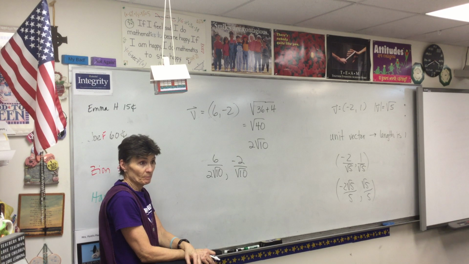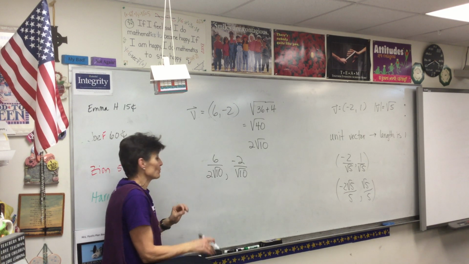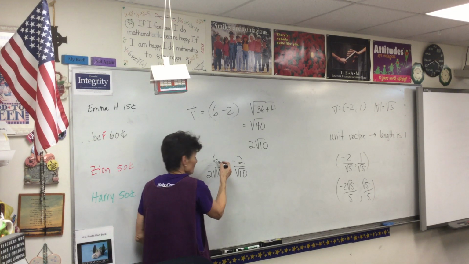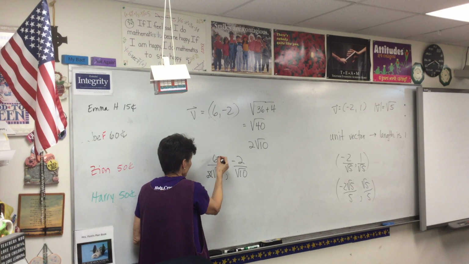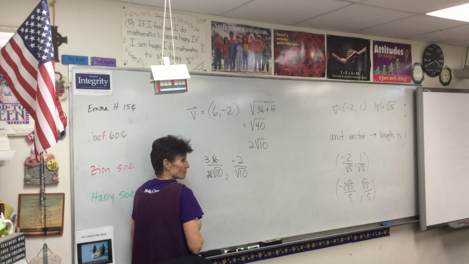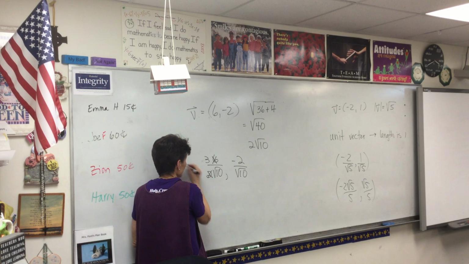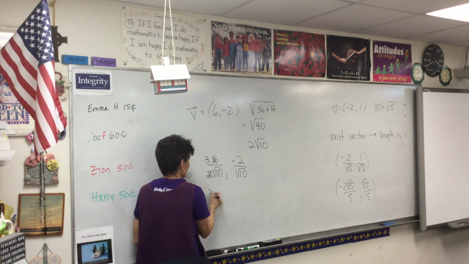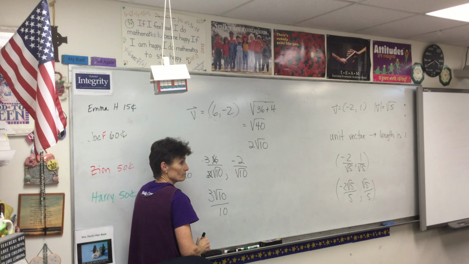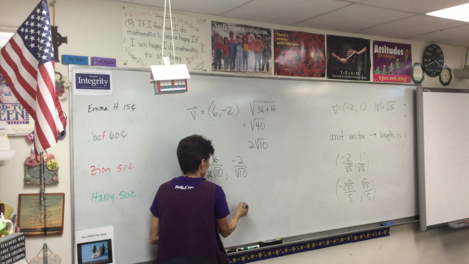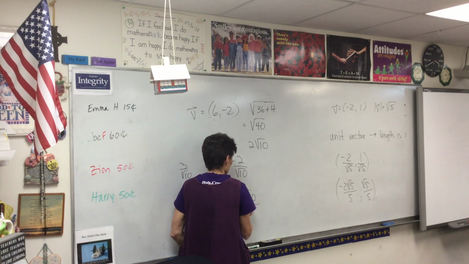And now we're going to start simplifying. Now, before you start messing with the root 10s, can you see a simplification right here? So I'm going to cancel that out and make this a 3. Right? So then I've got 3 over root 10, which is 3 root 10 over 10. And negative 2 root 10 over 10.